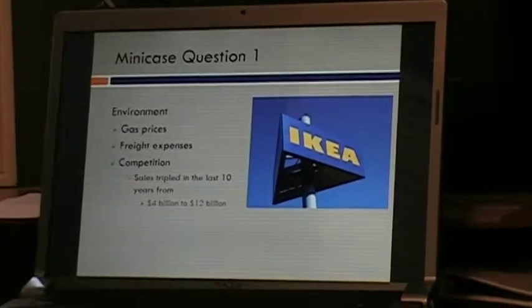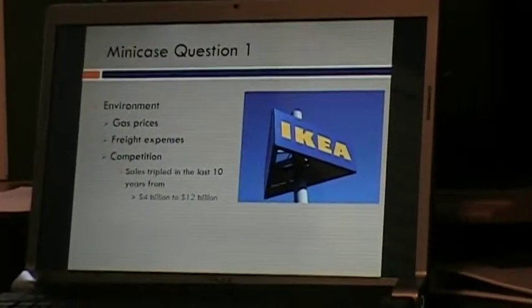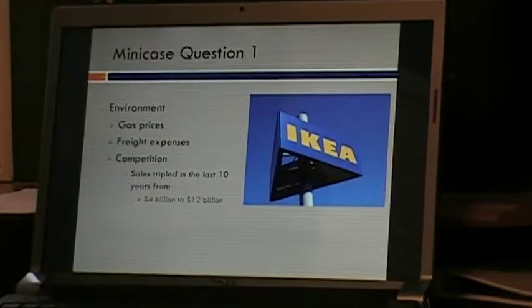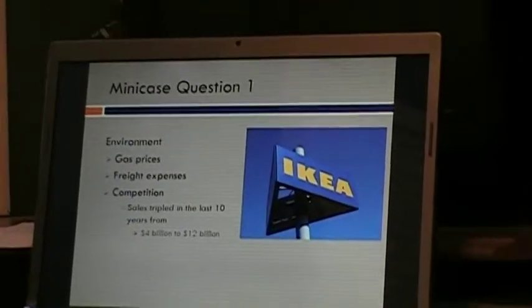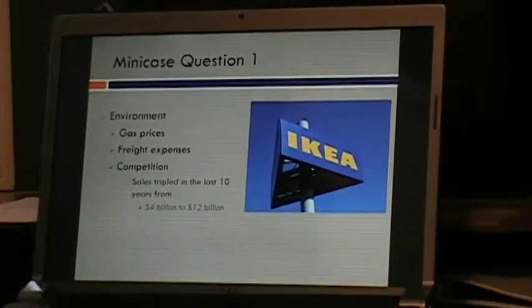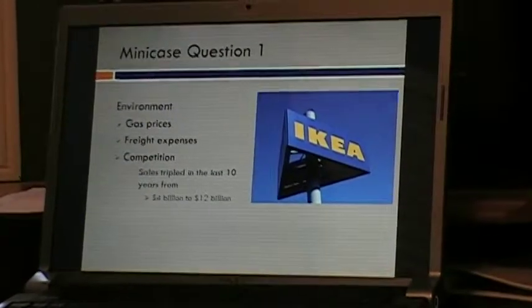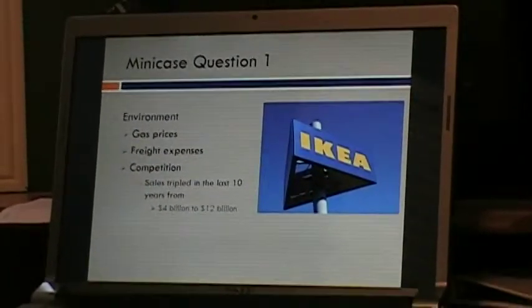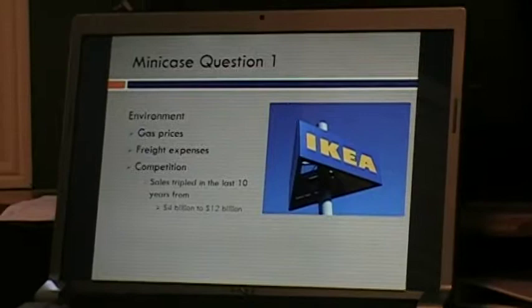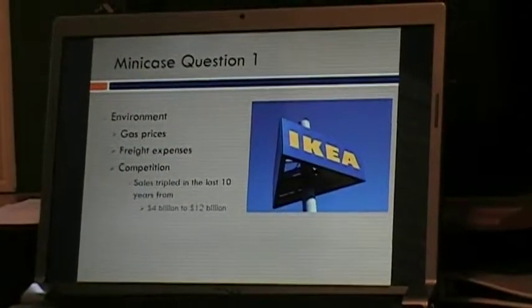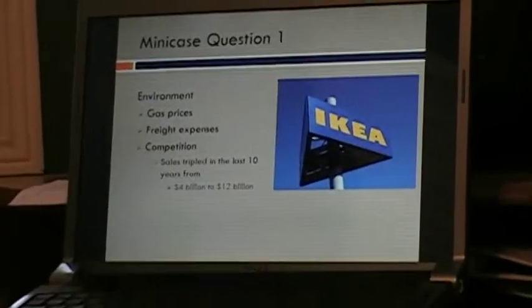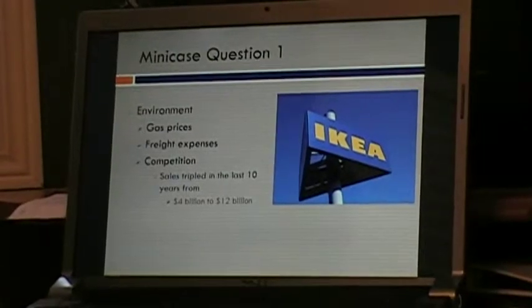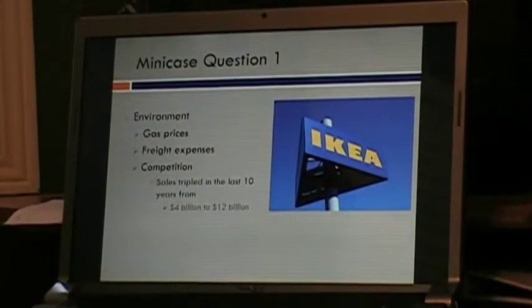Another thing IKEA needs to worry about is their competition. There are many companies that sell the same type of products that IKEA does, including home furnishings and decor. Large companies such as JCPenney, Sears, Pottery Barn, and Bed Bath & Beyond, as well as smaller companies like Design Within Reach, Minimalista, and Tima.